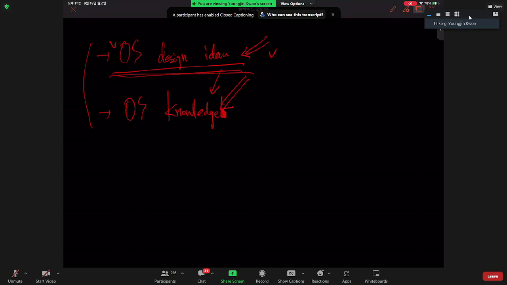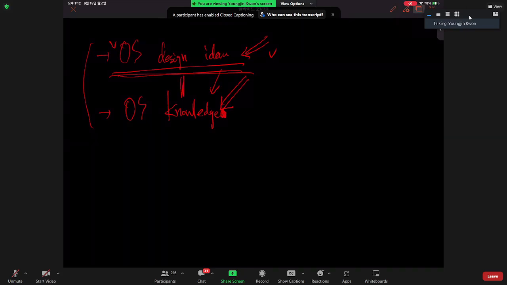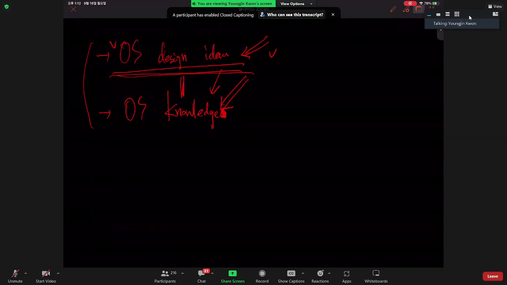Okay? Here's the thing. Maybe these two things are combined, but usually separated. Design idea is the purpose and flow. Why am I talking about process first? Why am I talking about thread first? And what is the meaning of inventing this design? That's the first part. And then we think about new design. So here's my perspective on learning operating systems.